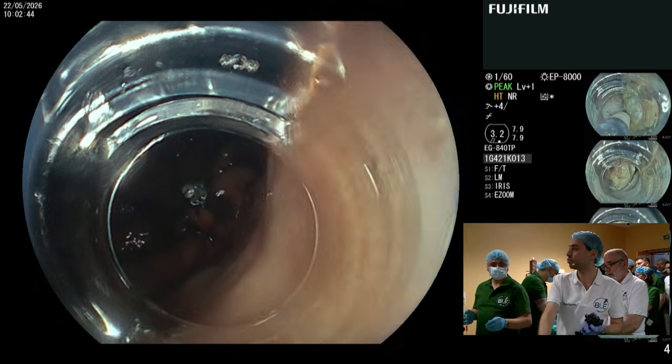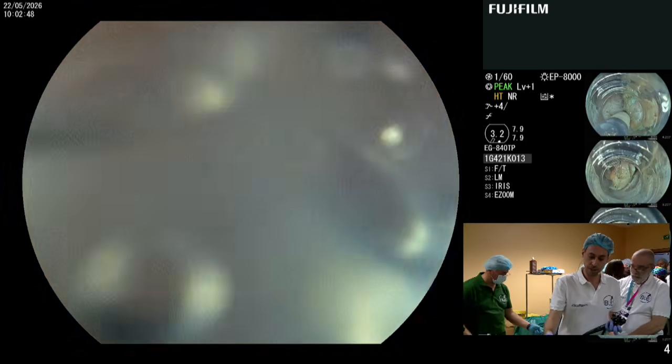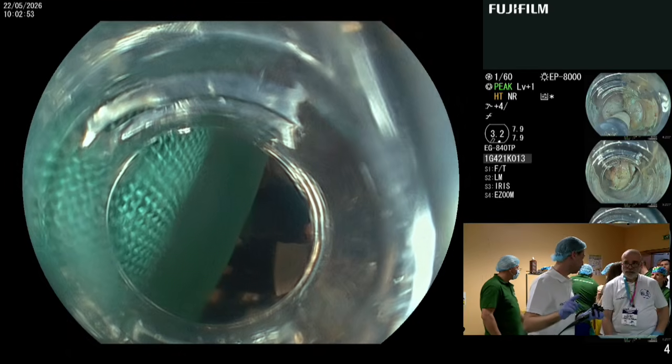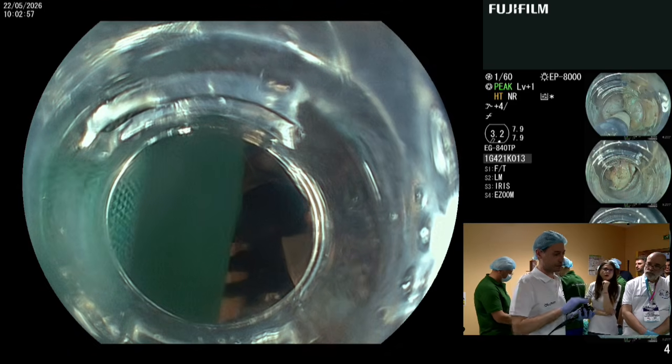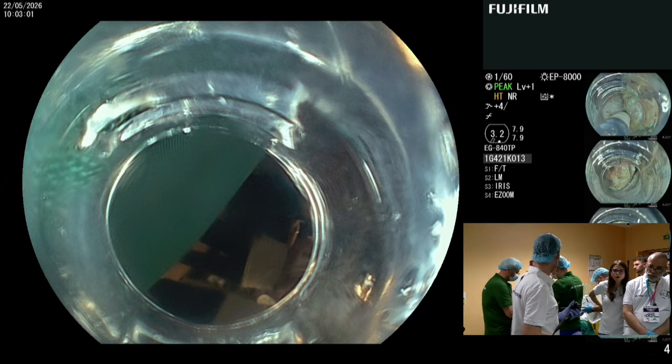Okay, guys, let's do the endoloop technique. Give me an endoloop. So we will do a Chinese technique. We will place an endoloop over the scope, and we will attach it around our defect and then close the endoloop. This is the best way to close this type of perforations, the more secure.